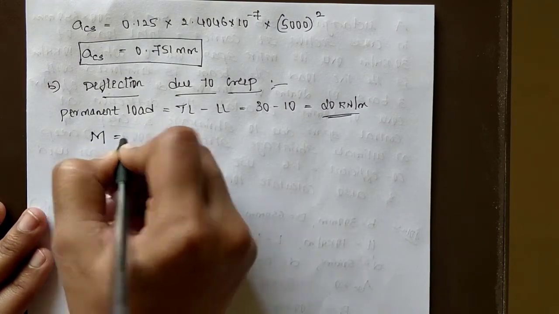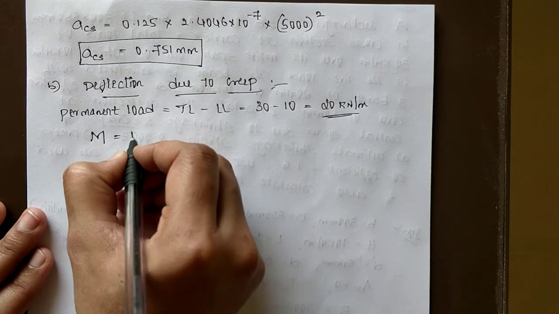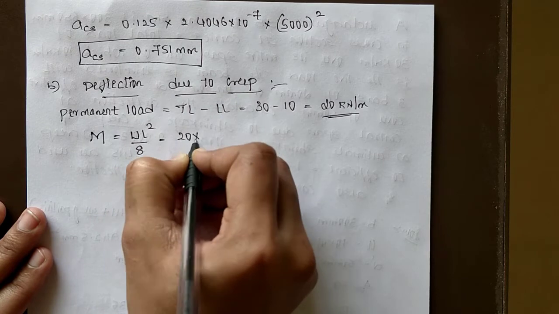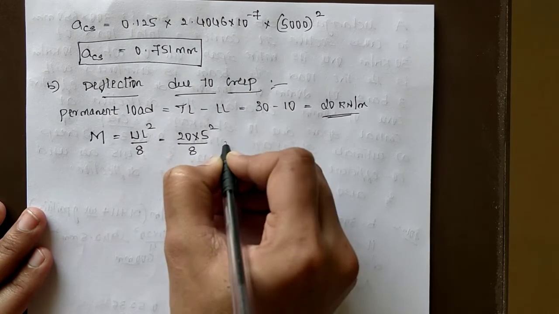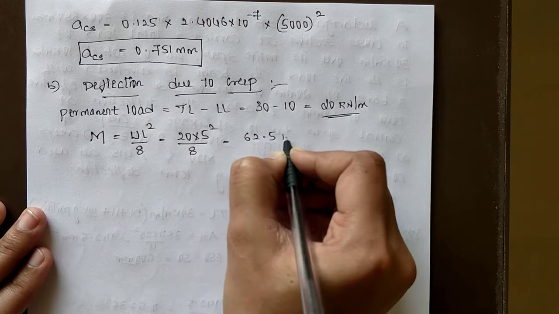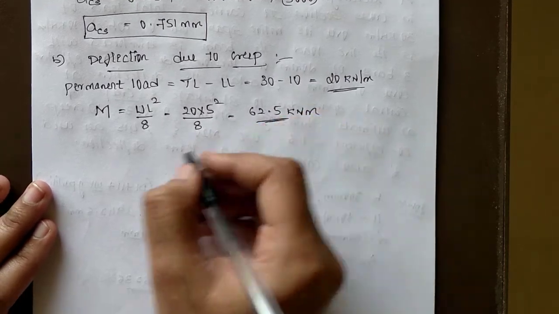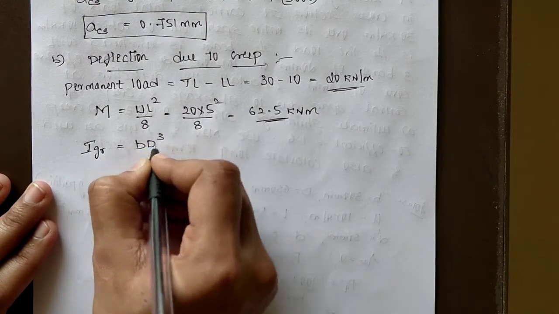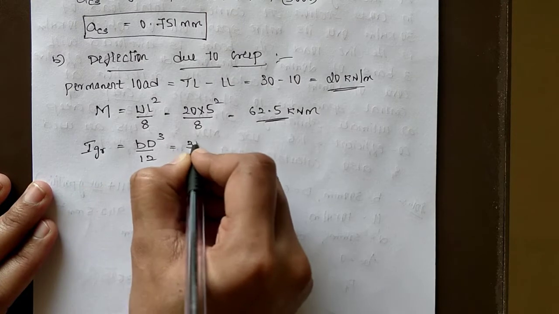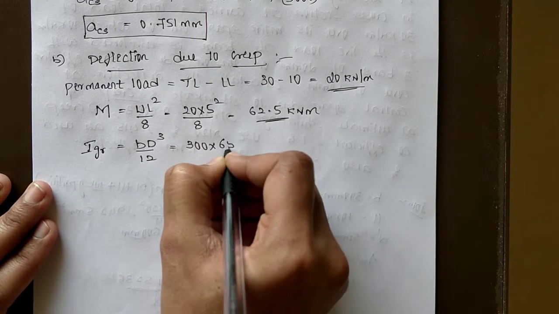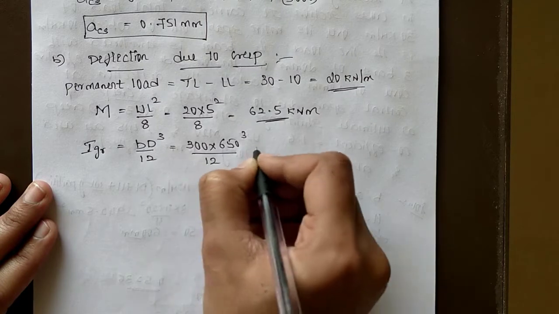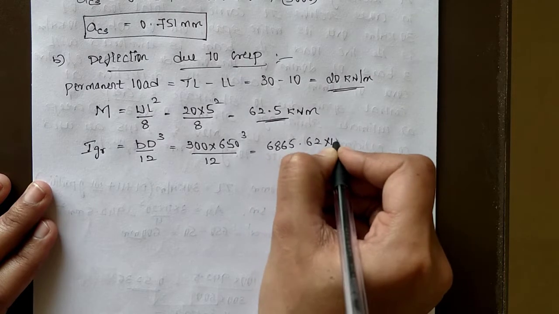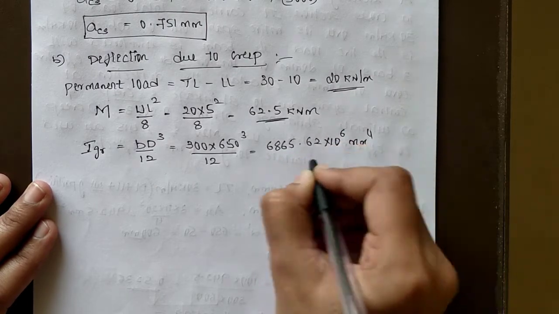Calculate the maximum bending moment for the given load case, that is WL square divided by 8. W value is 20, L value is 5, divided by 8. You will get it as 62.5 kilonewton meter. Then calculate the gross moment of inertia, that is BD cube divided by 12. B value is 300, D value is 650, cube divided by 12. You will get it as 6865.62 into 10 to the power of 6 millimeter to the power of 4.